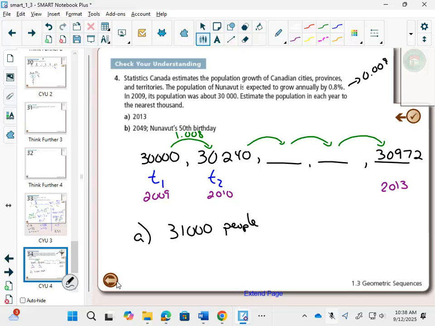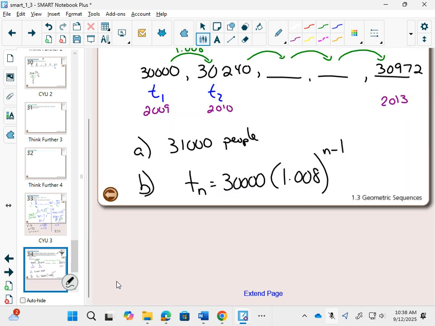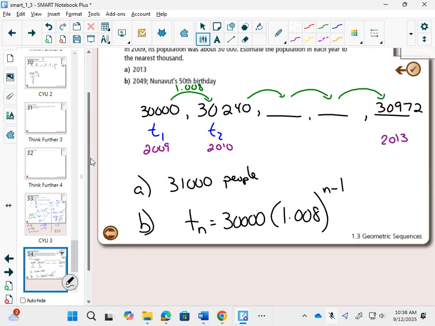But then on Nunavut's 50th birthday, I could just keep hitting enter on my calculator and hope I don't lose count. But it might be nice to actually use the formula here. So Tn, the general formula, will be term 1, which is 30,000, times the r value, 1.008, to the n minus 1. If 2049, what term will that be?